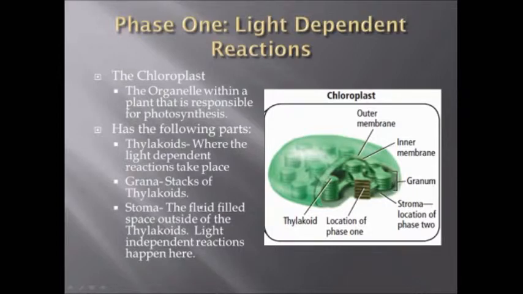The last part is called a stroma. This is the fluid-filled space outside of thylakoids. And this is where the light-independent reactions take place. So light-dependent happen in the thylakoids, and the stroma is where everything else happens. So the stroma, you see all this blank space in between where you have all these thylakoids and all these granum, but there's space in between them. This space in between them is called the stroma. And this is just where the light-independent reactions are going to take place.